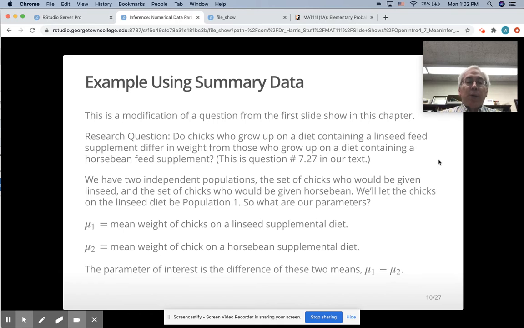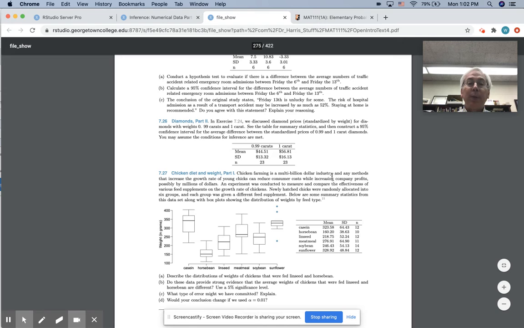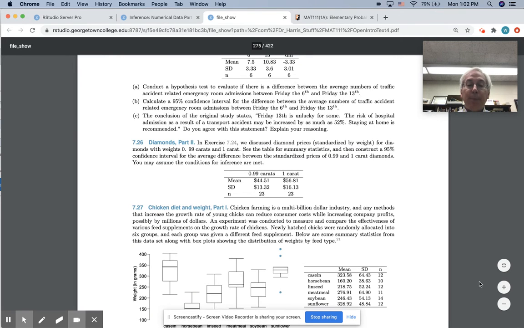So we saw this question back in our first slideshow for this chapter. Do chicks that grow up on a diet containing linseed feed differ in weight from those who grow up on a diet that contains horse bean feed? This is question 7.27 in our text. It's on page 275. Let's go ahead and take a look at that question. Here, I'll blow it up just a little bit.